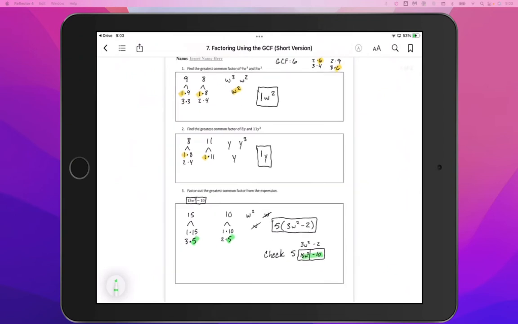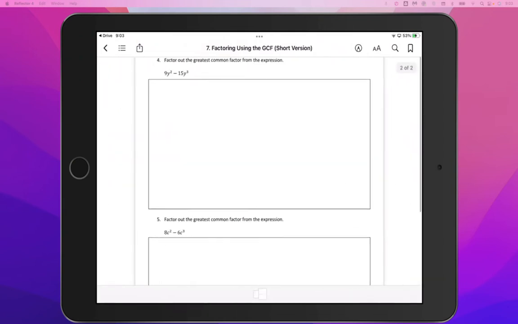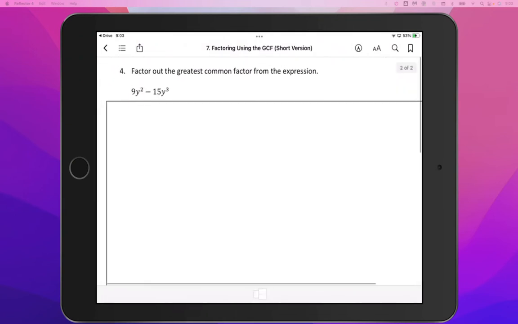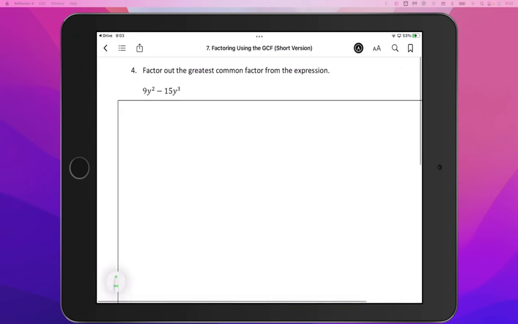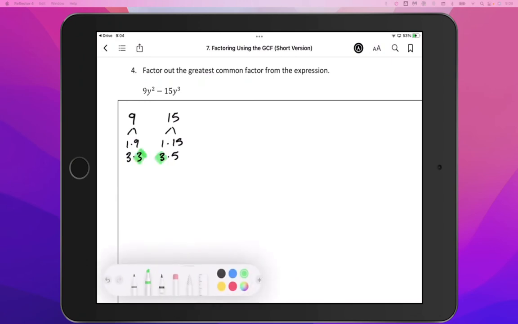Okay, on to the next. So this time we've got 9 and 15 as the numbers. So 9 and 15 are what we need factors from. So we've got 1 times 9 and 3 times 3. And for 15, 1 times 15. 2 does not work. 3 times 5 works. 4 does not work. 5 works, but we've already got 5, so we can stop. And we see that our greatest common factor is 3.